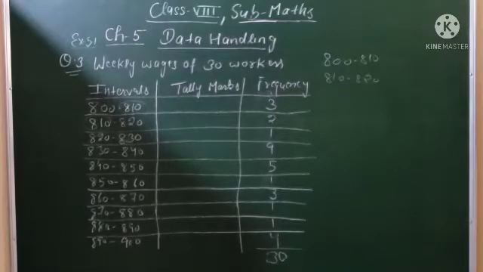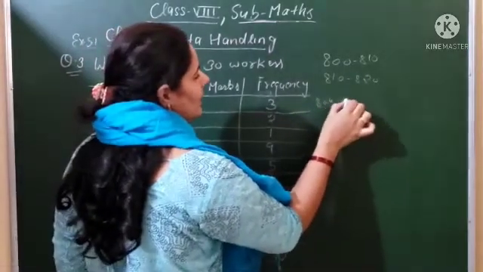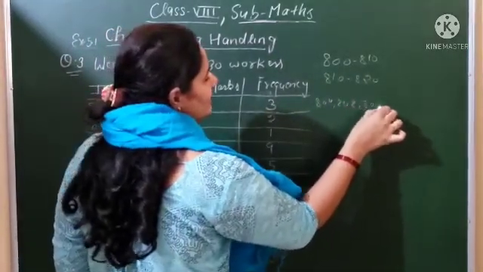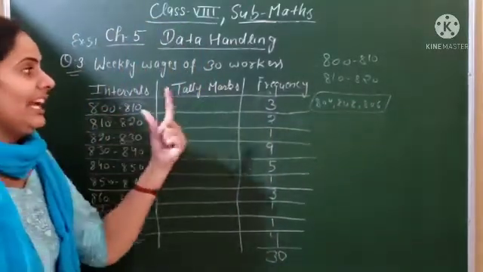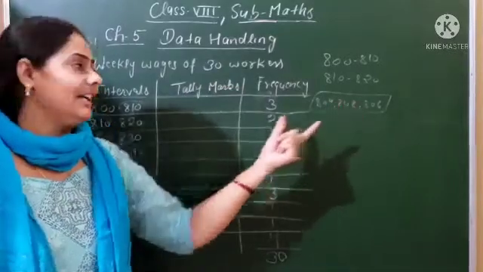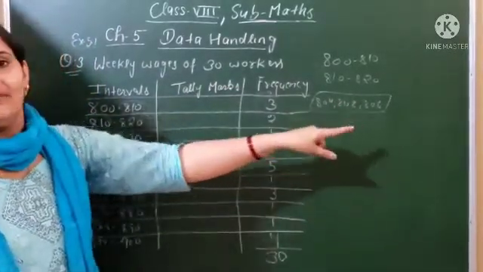It is given: 804, 808 and 806. Three vases lie between 800 and 810. How many? 804, 808 and 806. These three vases will lie between 800 and 810. And 810 you will not include here; you will include only the 800 to 809 vases. So here only three vases will lie.